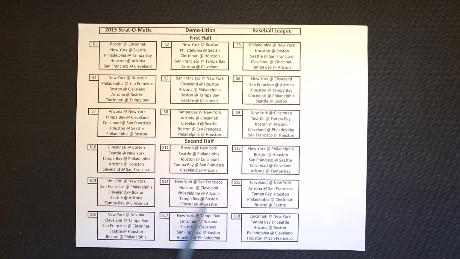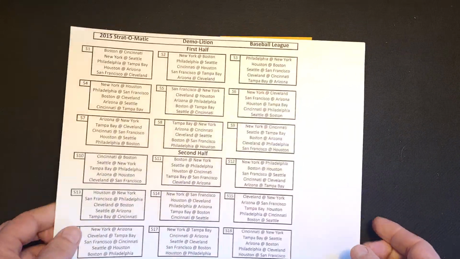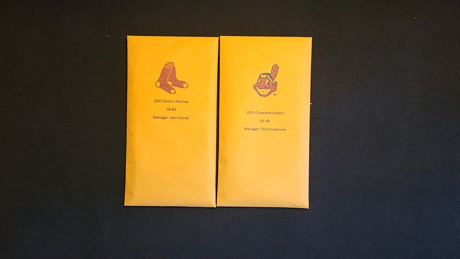So right now we're at Boston and Cleveland, which is Series 4 Matchup 3, Game 1. Both teams enter the game 6 and 3. So we're looking at the Red Sox against the Cleveland Indians.